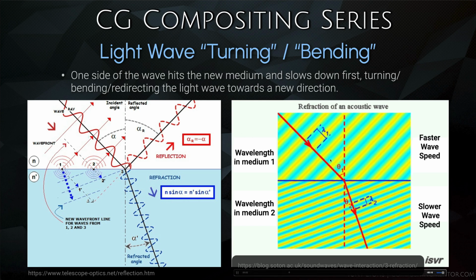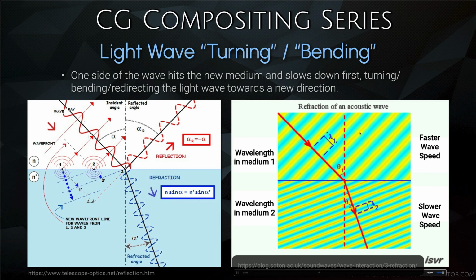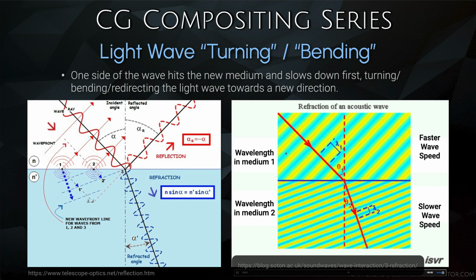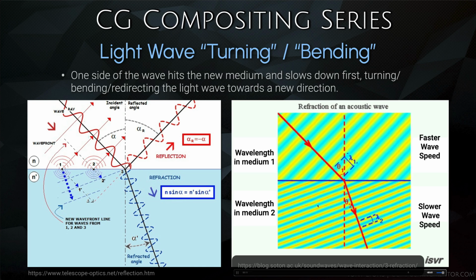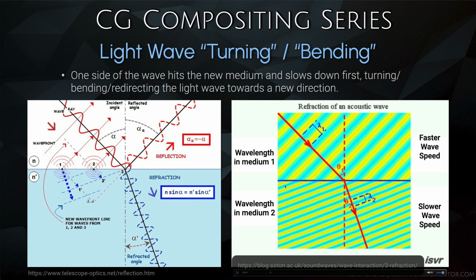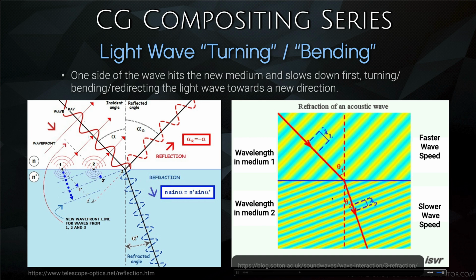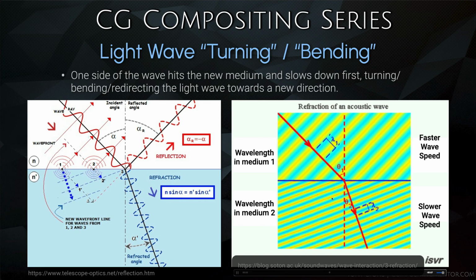And here are some excellent graphics trying to describe this phenomenon, where the light wave is hitting and one side of that wave is speeding up or slowing down before the rest of the wave, causing it to kind of turn just because it is not happening all at once, right?